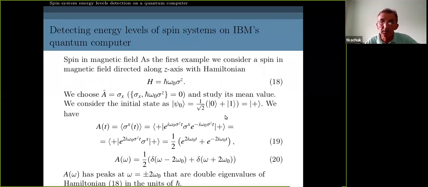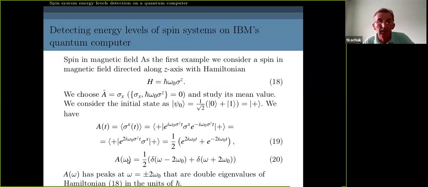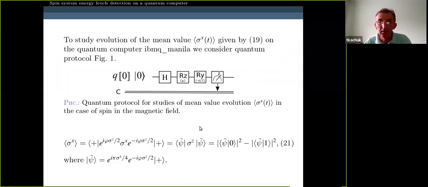Let me start from a very simple system, the simplest which we can consider. It is a spin in a magnetic field. We consider one spin in a magnetic field directed along the z-axis, the Hamiltonian is here, and it is an easy, analytical, trivial calculation. The Fourier transformation of the time dependence of the mean value has 2 peaks, which correspond to the energy levels of this Hamiltonian.